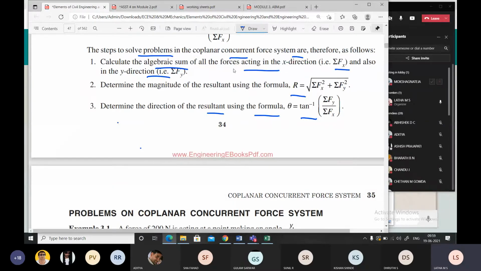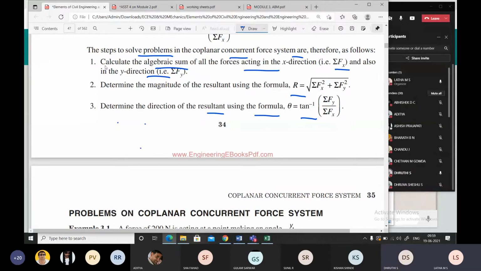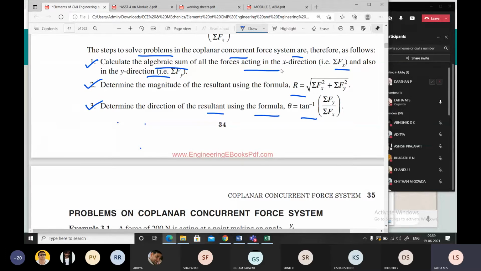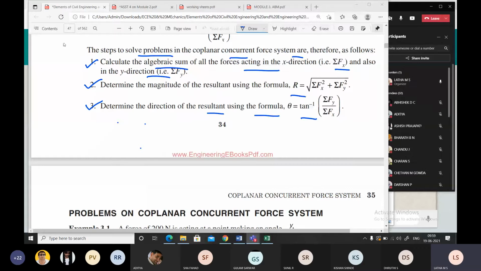You would have written the definition of resultant, yes? With it you have to write the 3 steps. What is the first step? Calculate the algebraic sum of all the forces. It is all there in the textbook, students, and in the notes shared in MS Teams. You can note the page number also. Page number is 47.